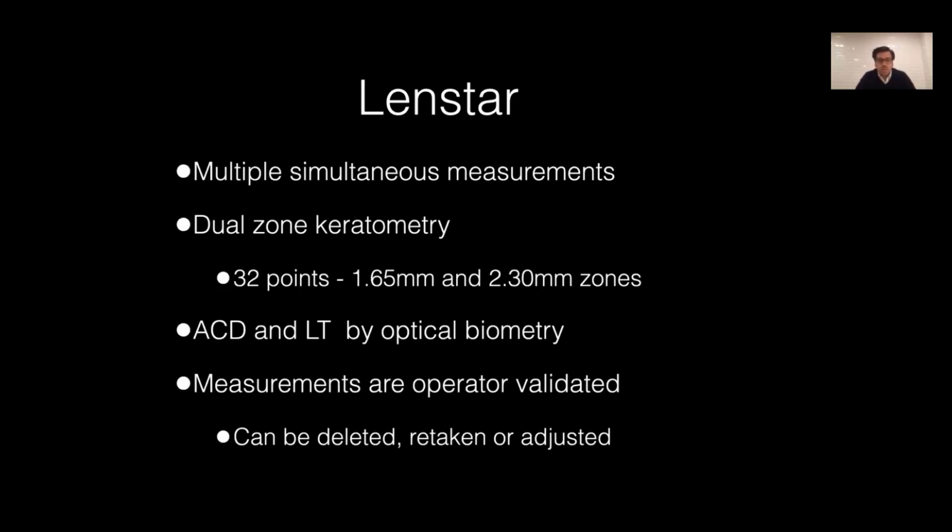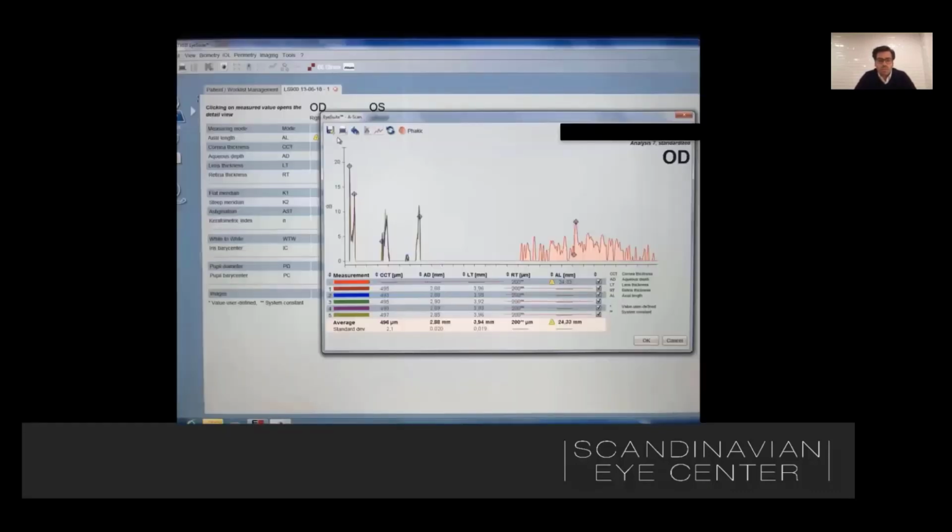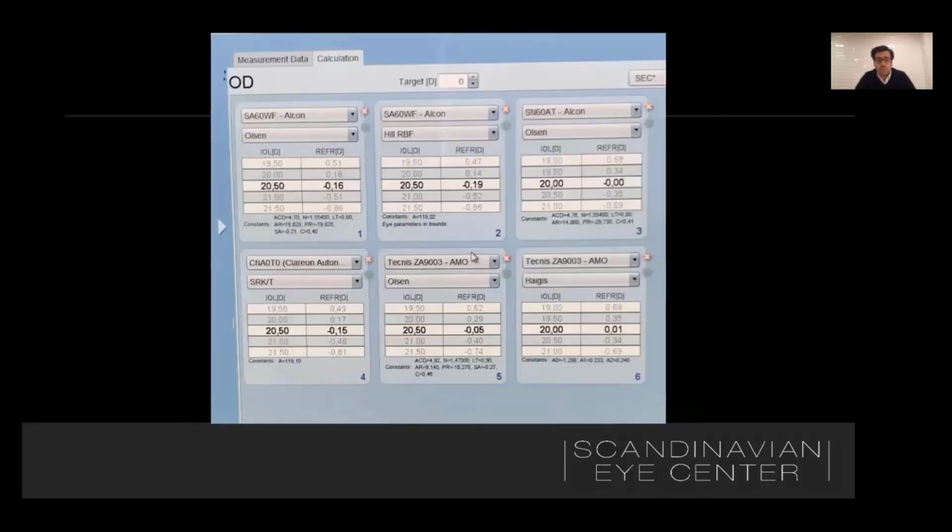So if you look at the biometry, you can see that you have the different spikes, and you can go in and move the calipers if the quality of the measurement is not at par with what you want. You can go in and remove any measurements you want to delete, and then just sit back with the high quality measurements. This is the printout, and this is where you see whether the measurement is in bounds or out of bounds.